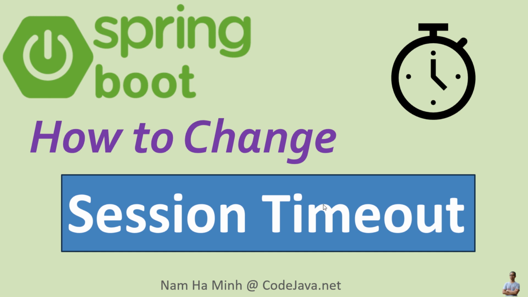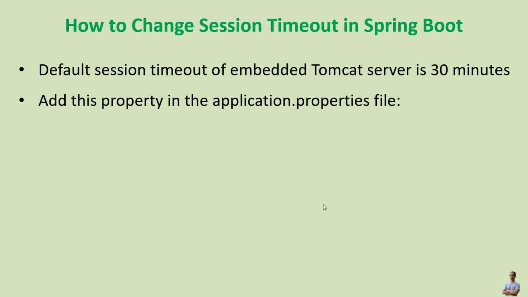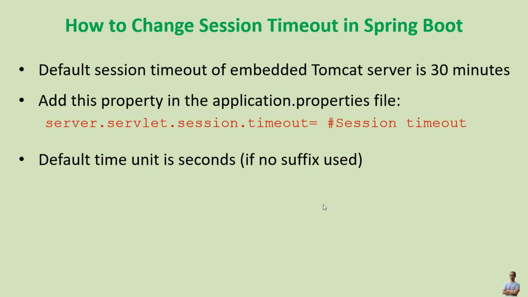So now you have learned how to change session timeout for a Spring Boot application. Remember that the default session timeout of embedded Tomcat server is 30 minutes, and to change this default session timeout value, add this property in the application.properties file: server.servlet.session.timeout, and note that the default time unit is seconds if no suffix is used. And if you want to specify the time unit as minutes, you can add the suffix m to the session timeout value in this property.